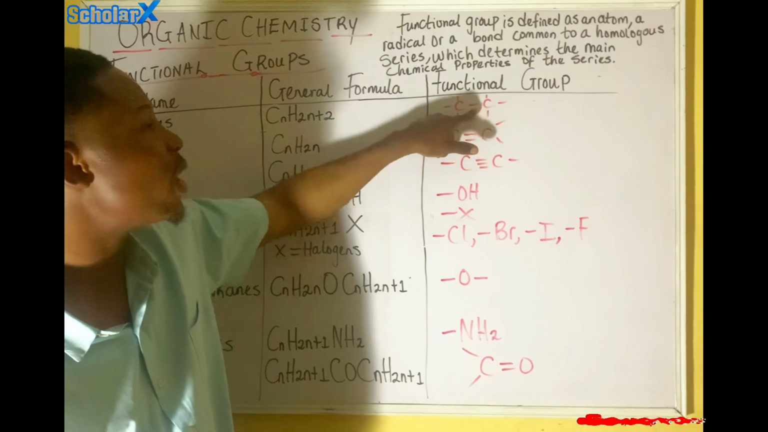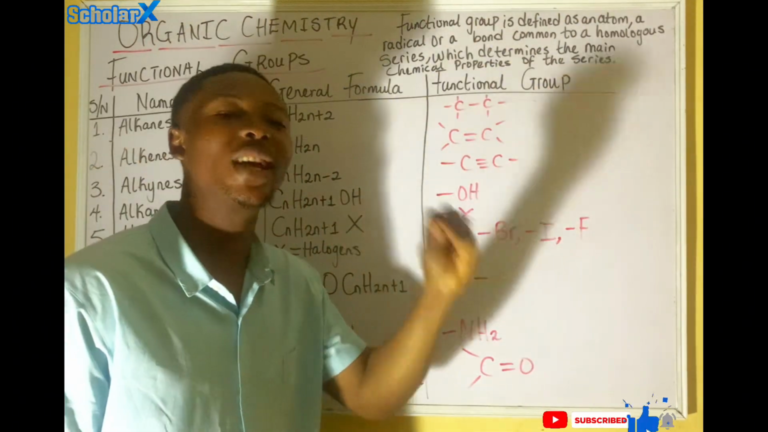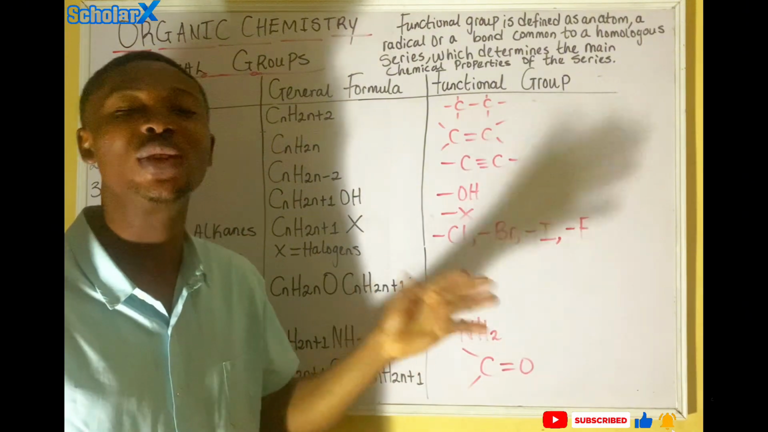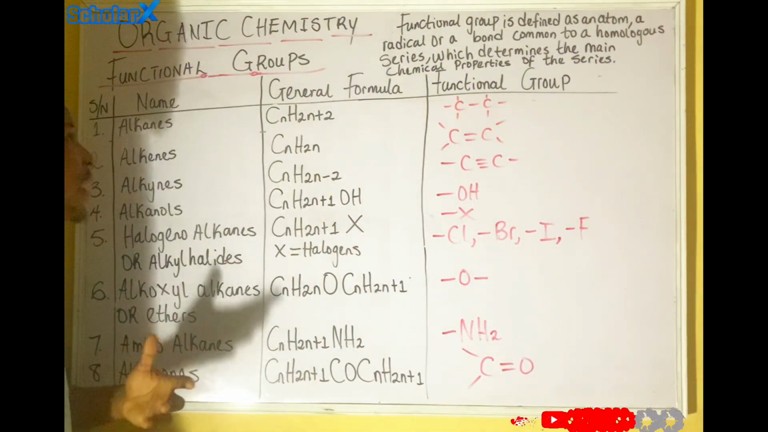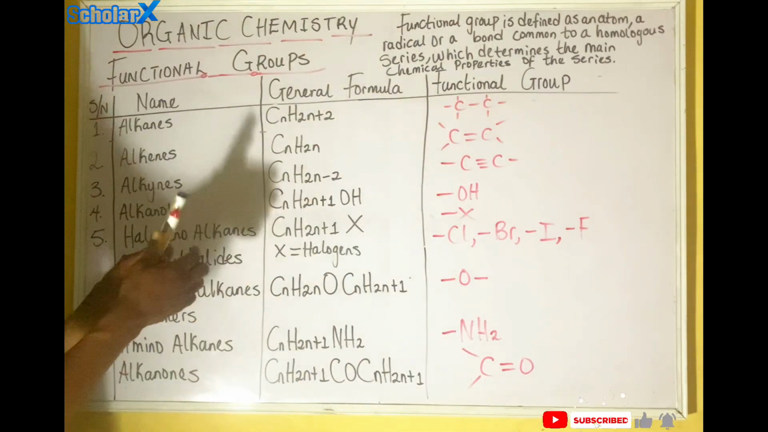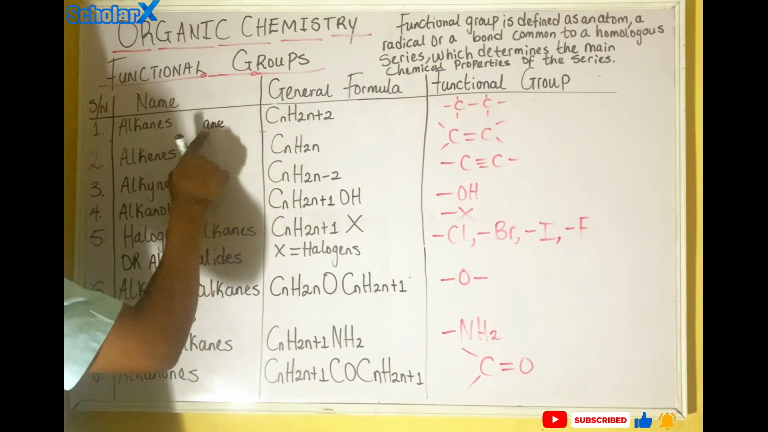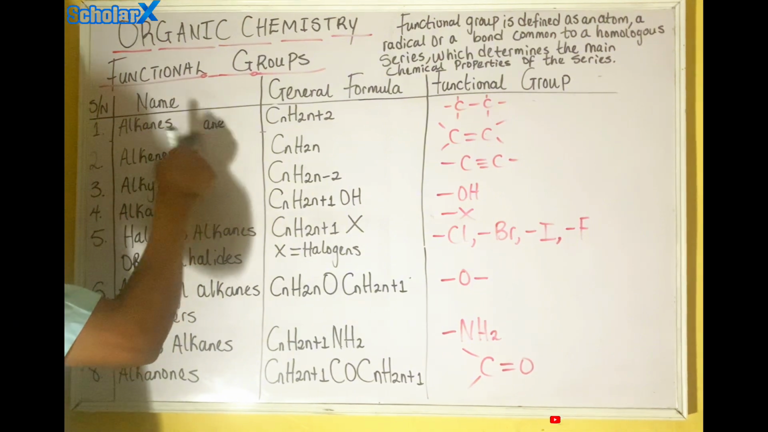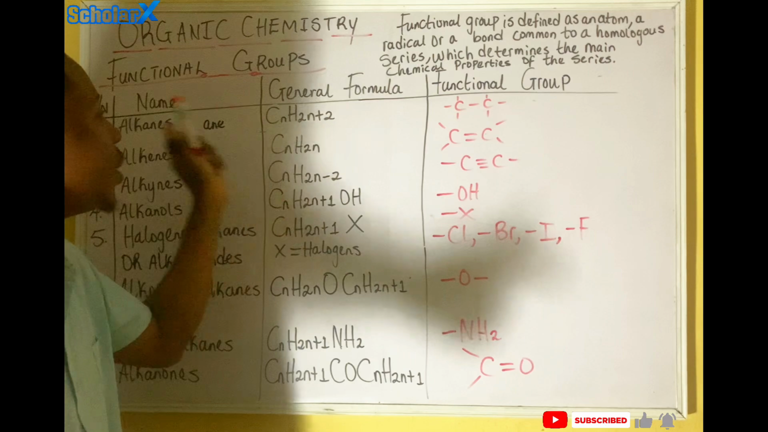You can see that the functional group is a single bond. So if you want to recognize an alkane, when you see a single bond, you know that, oh yes, this is an alkane group. And if you notice, the suffix here is "ane". Alk, then "ane". So the suffix for this group is "ane".